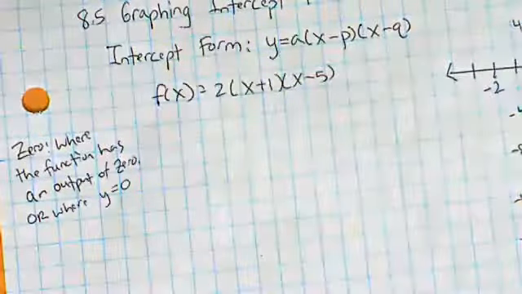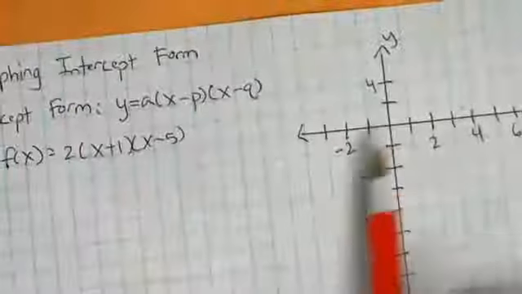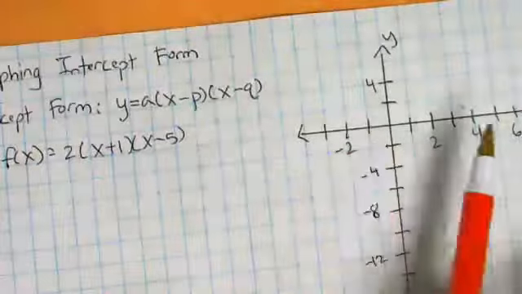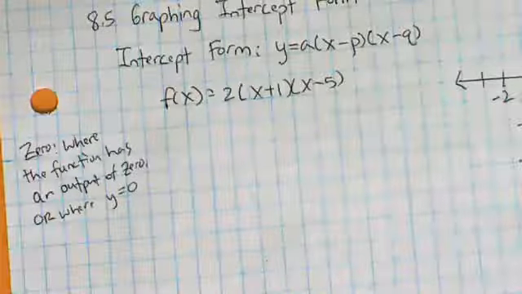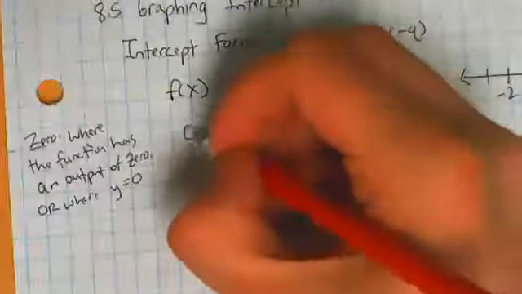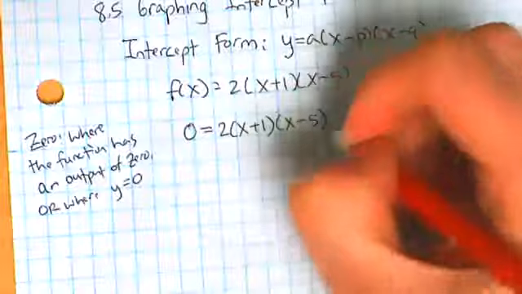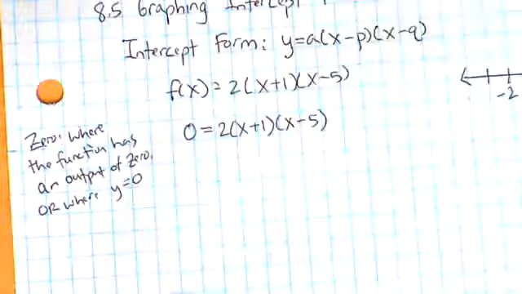So it's basically wherever your function is going to end up crossing the x-axis here, wherever it touches the x-axis, that's one of the zeros, because that's where our y value is equal to 0. So in order to figure out where our function is equal to 0, we need to set it equal to 0. So we need to say 0 is equal to 2 times x plus 1 and x minus 5.